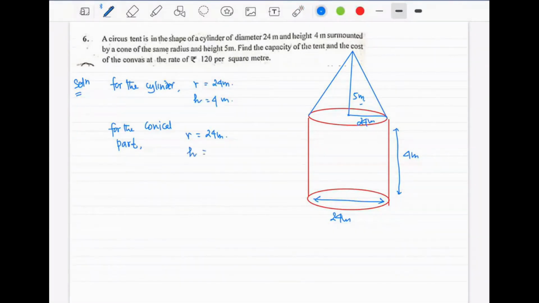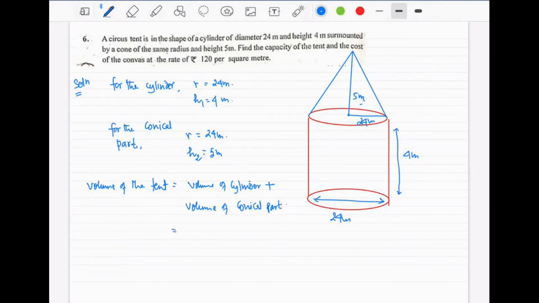The height of the cone is 5 meter. In order not to confuse which is the height of which, let's make the height of the cylinder h1 and the height of the conical part h2. Now find the volume of the tent. We will add the volume of the cylinder plus the volume of the conical part.